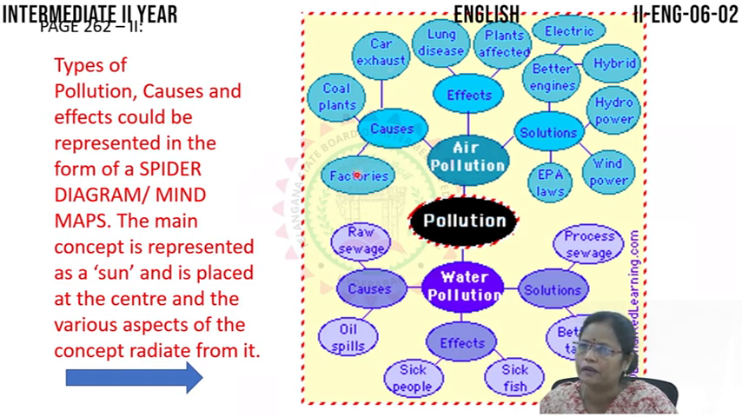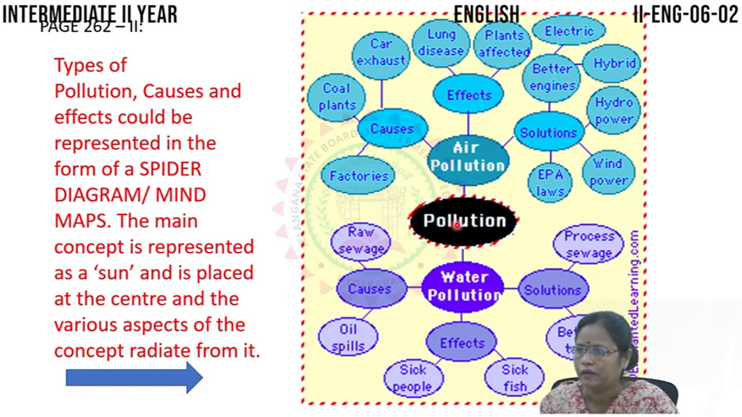Causes: the smoke from factories, coal plants and car exhaust. Okay, these are the causes for air pollution. And what are the effects? That leads to lung diseases, and mostly plants are affected by it. And what are the solutions? We can go for better engines, we can produce hydropower, or we can go for wind power and EPA laws. And from better engines, it may be electric engines or hybrid engines.